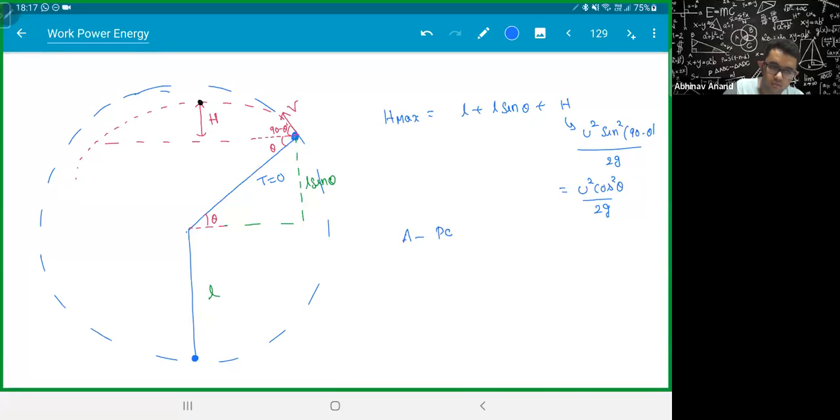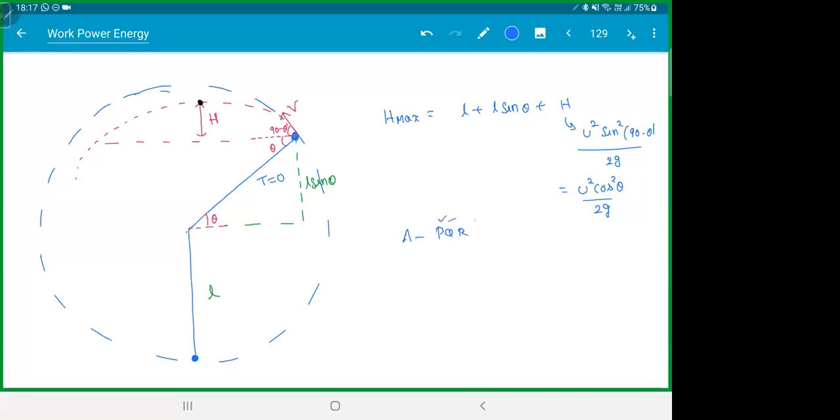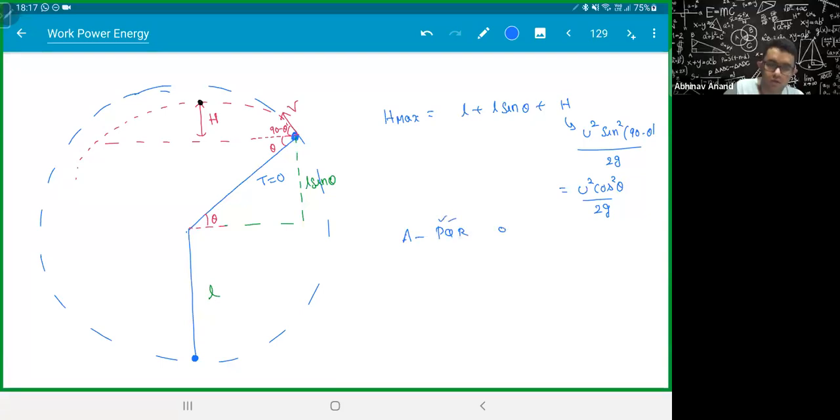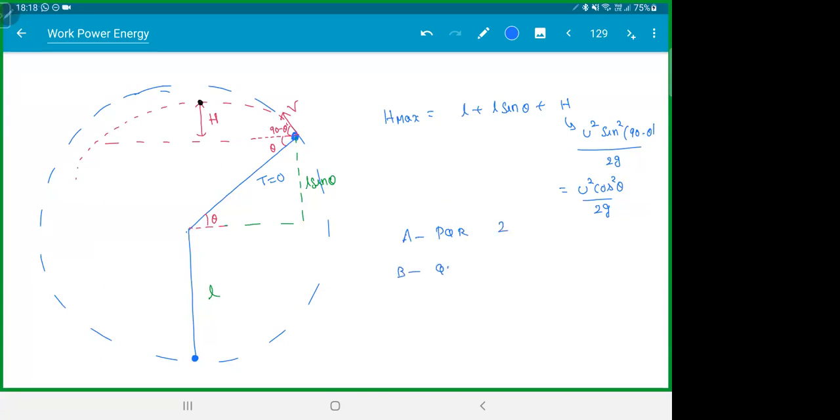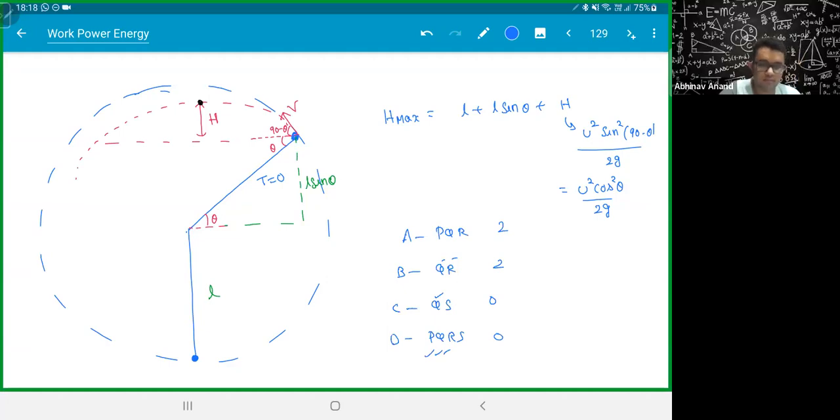For example, say A is PQR, right? If you mark P and Q, you'll get 0. If you mark PQR, you get 2 marks. For B, let's say the answer is Q and R. You mark Q and R, you get 2 marks. Let's say C is Q and S and you mark only Q, you get 0. Let's say D is again PQRS and you mark PQR, you get 0. So totally you got 4 marks. Okay. That's how the marking scheme is.